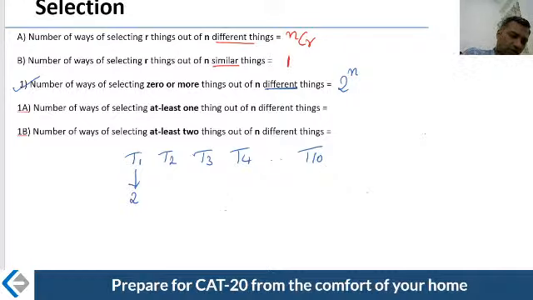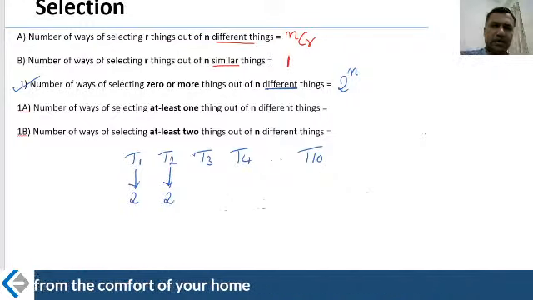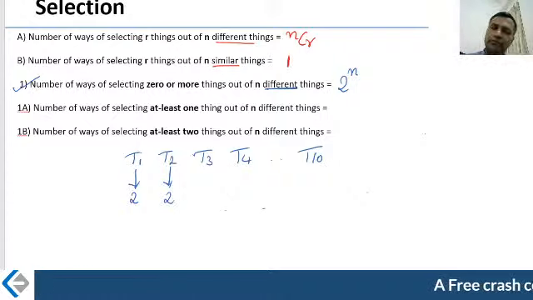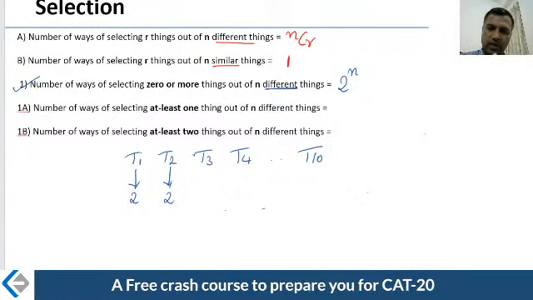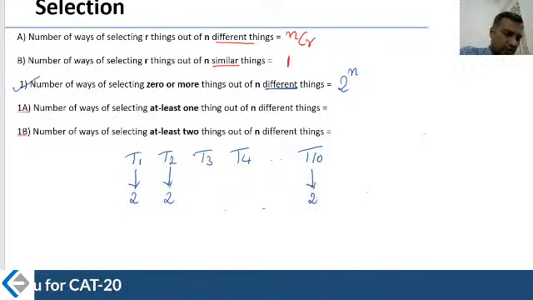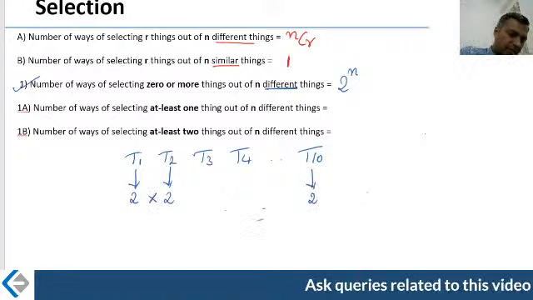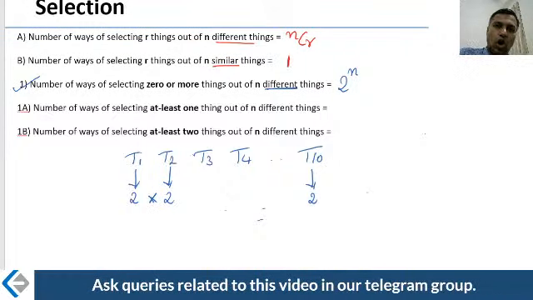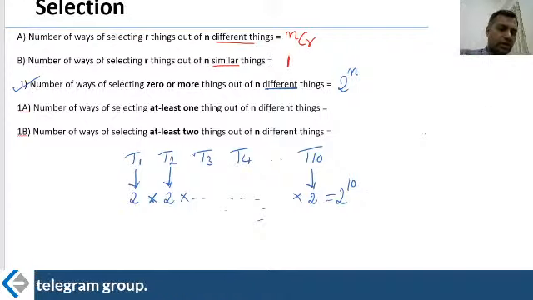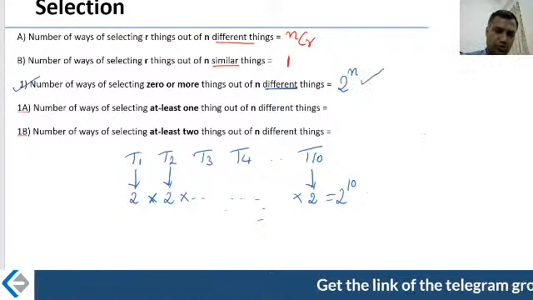What about the second toffee? That can also be dealt with in two ways. It is independent of the decision you made on the first toffee. Take the second toffee in your hand, look at the contents, and decide whether you want to select it or not. Likewise, even the 10th toffee can be selected in two ways. So therefore 2 into 2, and so on. What is the response here, friends? 2 power 10. That's what I wrote here, 2 power n.